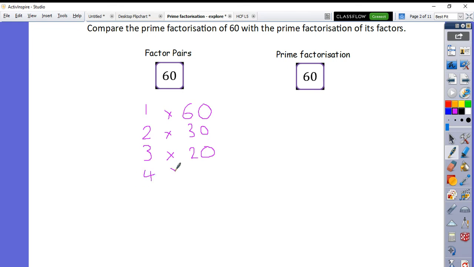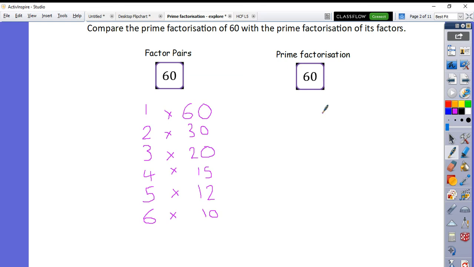4 times 15. 5 times 12. And 6 times 10. Okay, have I got all the factor pairs there? We see 7 doesn't work, 8, 9, and then we're back to 10 again, which we've got over here.